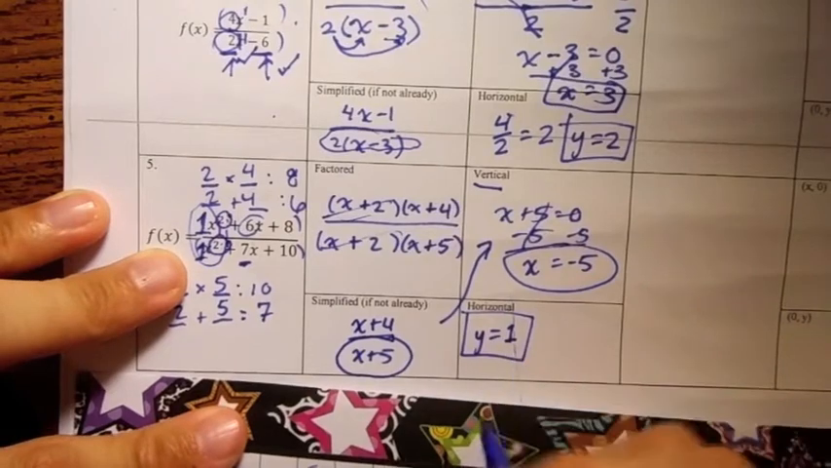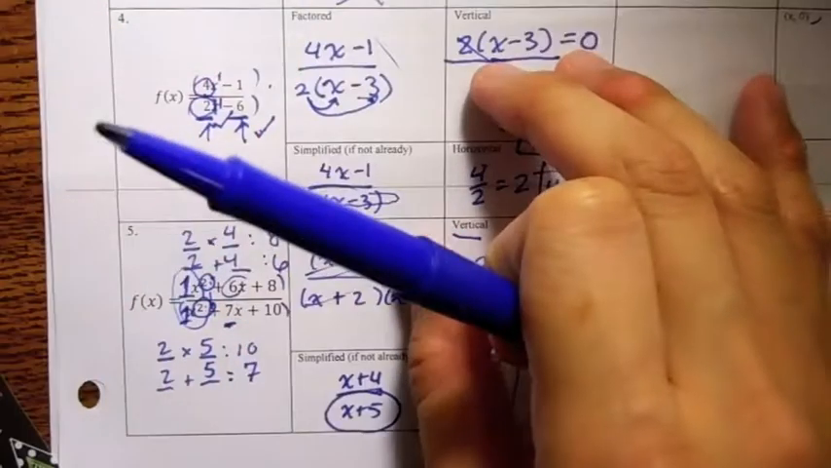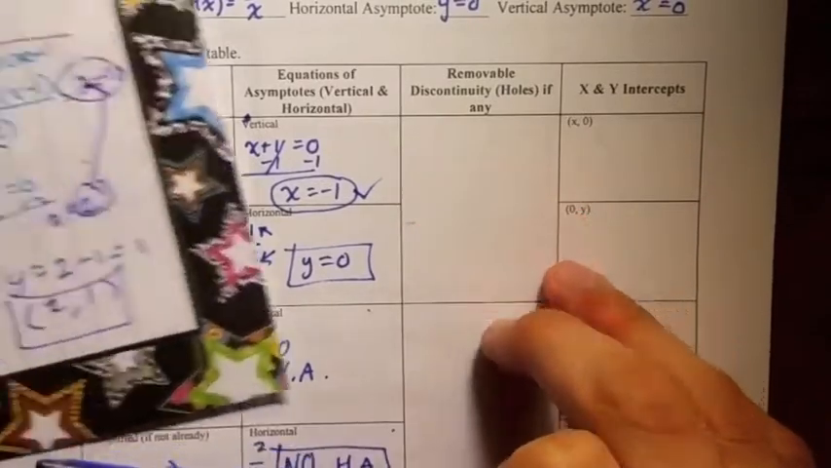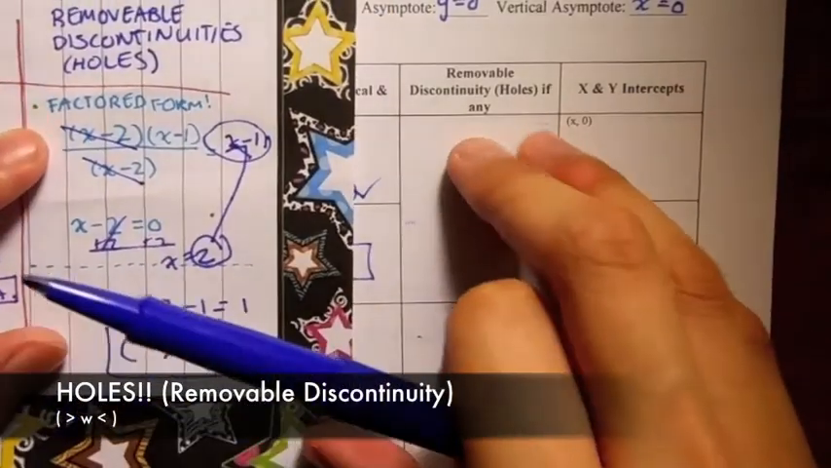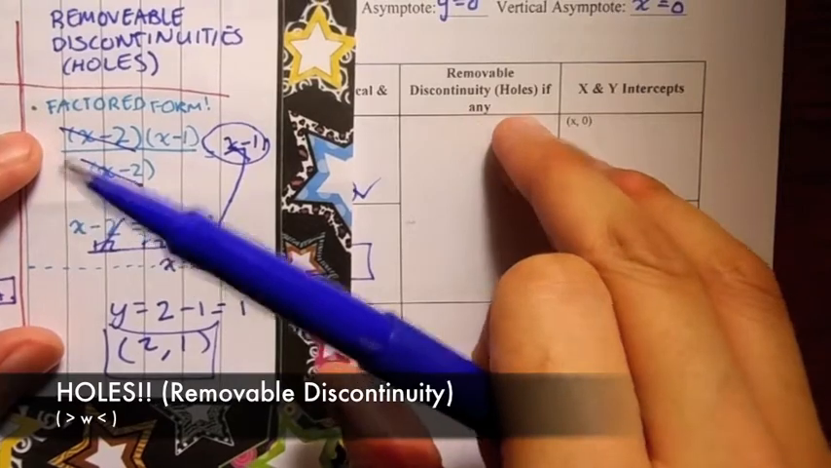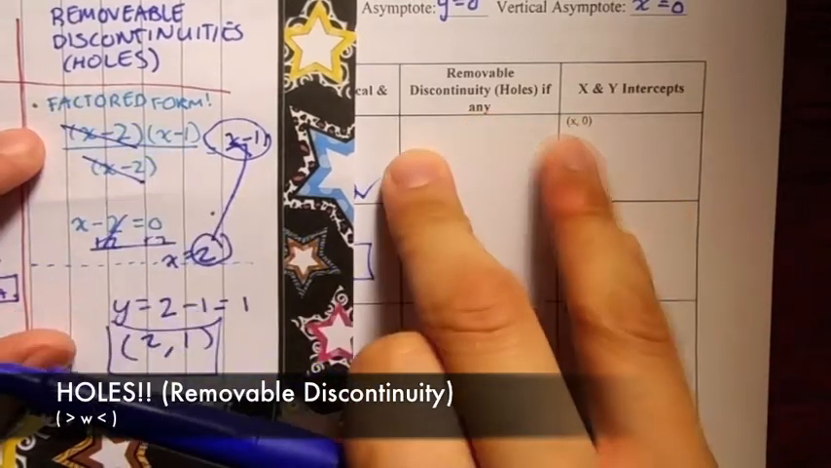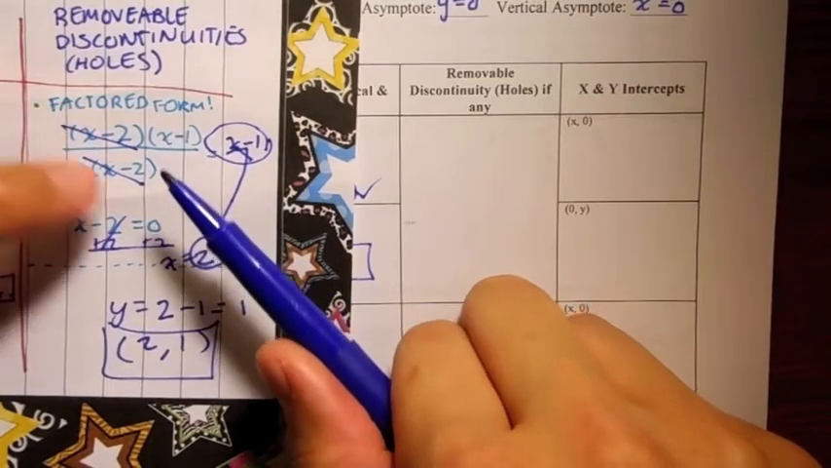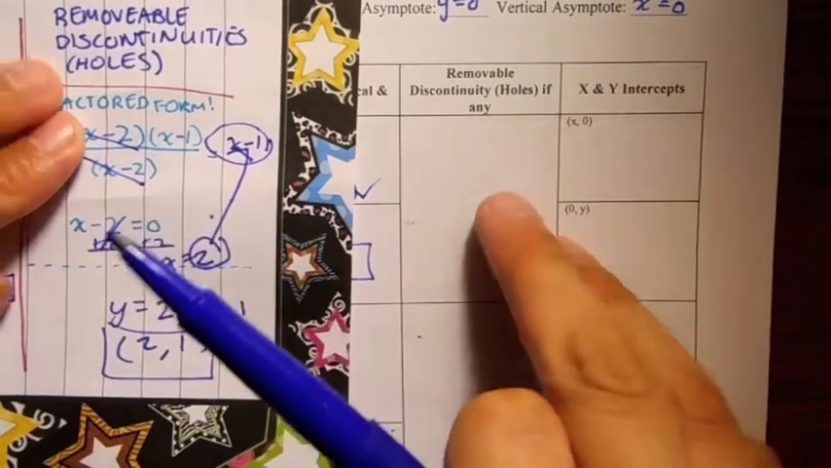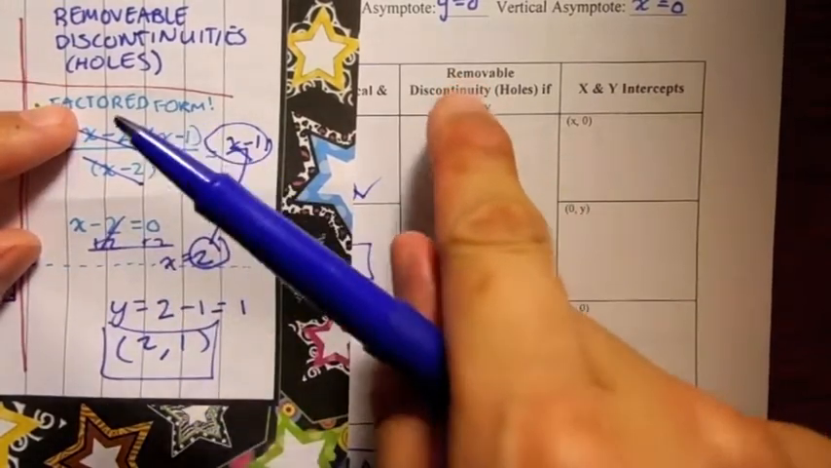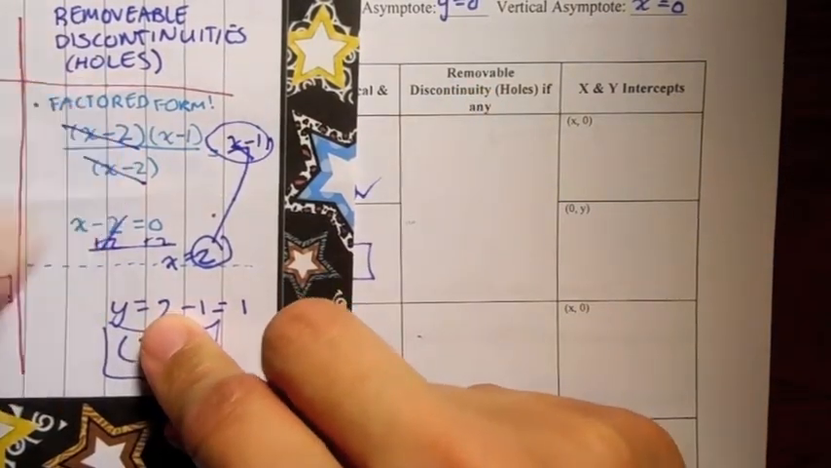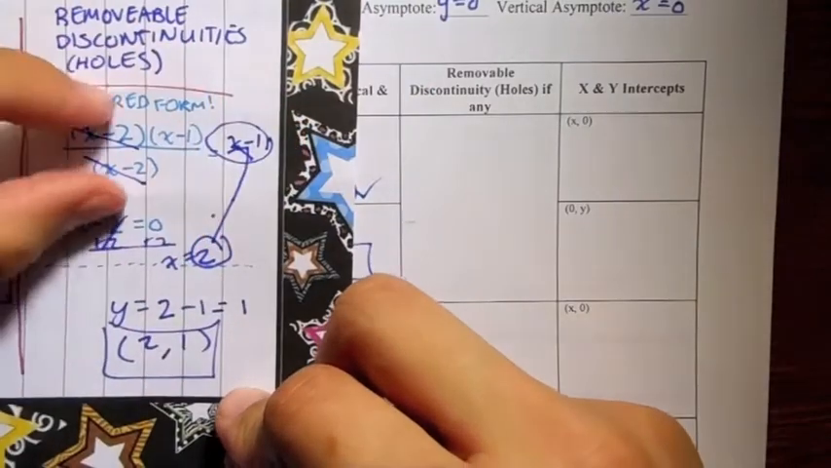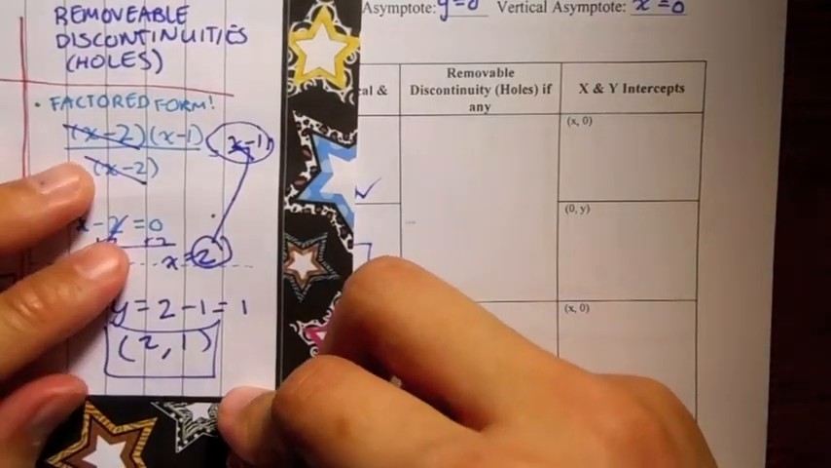And those are all of your horizontal asymptotes. Now for our third and final discontinuity to help us graph, we have our removable discontinuity, or we know it to be our holes. For our holes, we look at the factored form and see if we canceled anything out. Remember, you have a removable discontinuity if you actually removed something. That means you removed something from the factored form.